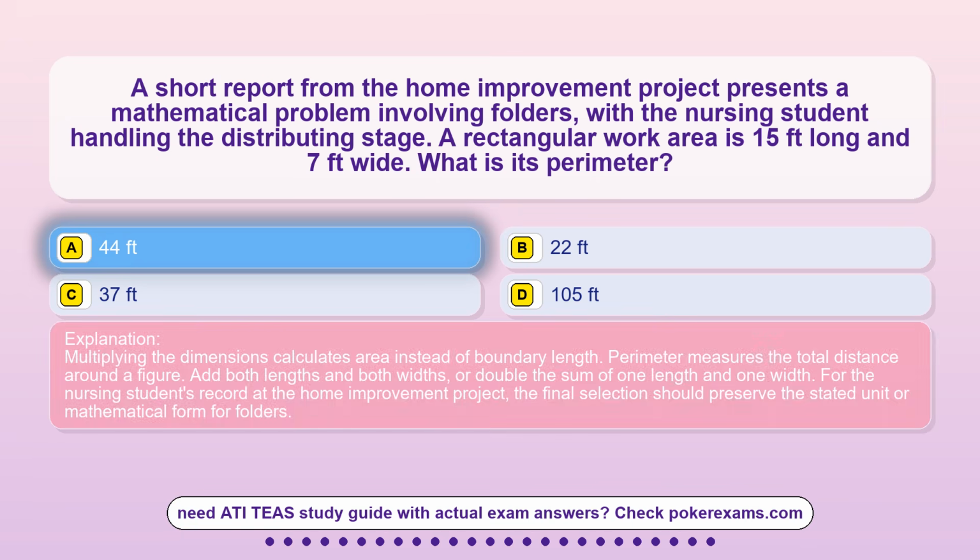Multiplying the dimensions calculates area instead of boundary length. Perimeter measures the total distance around a figure. Add both lengths and both widths, or double the sum of one length and one width. For the nursing student's record at the Home Improvement Project, the final selection should preserve the stated unit or mathematical form for folders. Question 24.